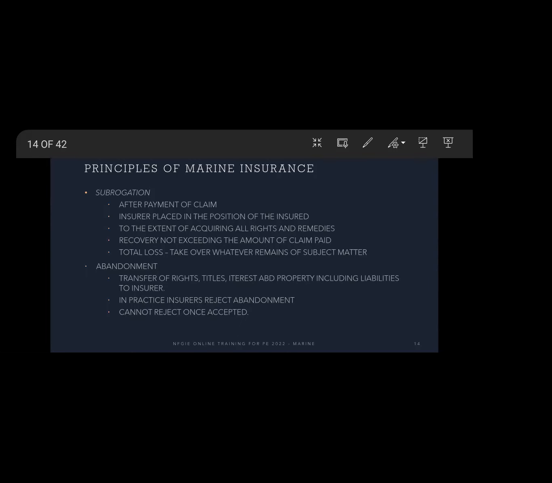Now we will move on to the next principle. I had talked about it as a peculiarity of marine insurance. It's the principle of abandonment. Abandonment is the transfer of rights, titles, interests, and property, including the liabilities, to the insurer. Earlier, only rights and remedies were transferred. In abandonment, everything is transferred, including ownership, including liabilities. In practice, however, insurers will reject abandonment. And once abandonment is accepted, we cannot reject it after that.